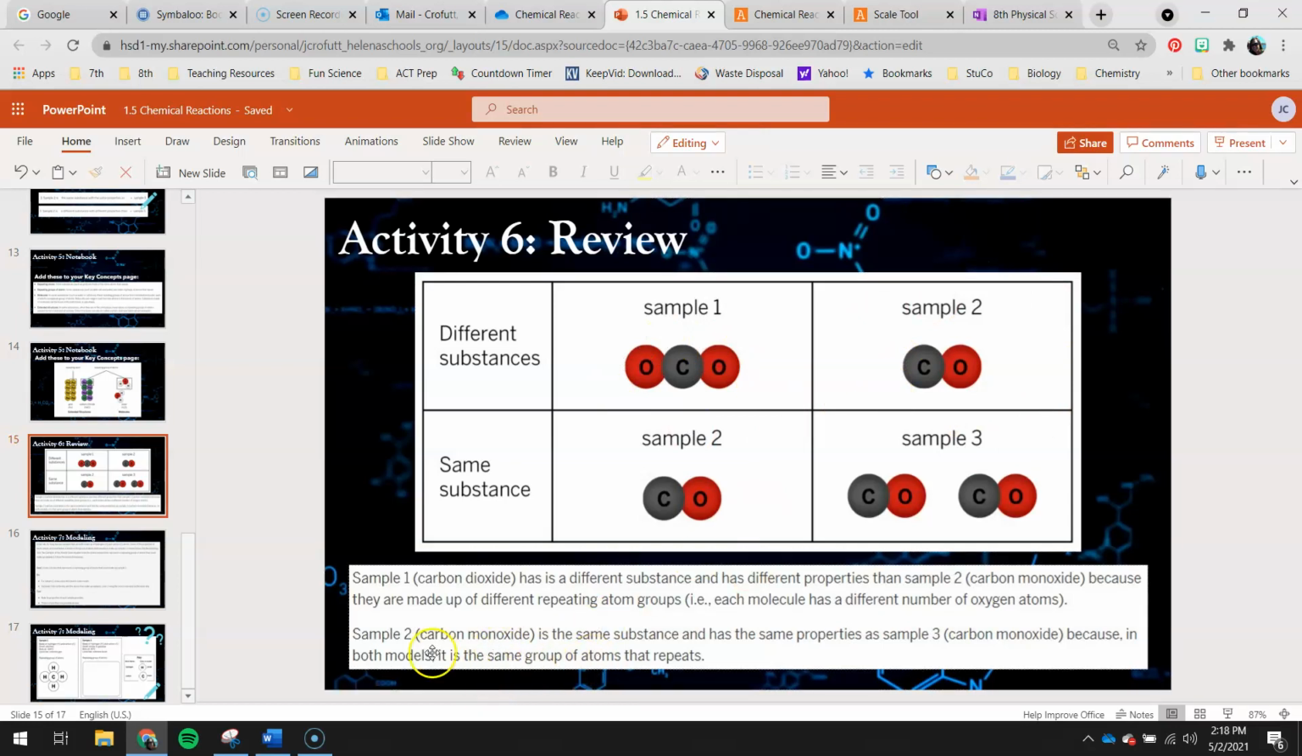Versus sample 2, carbon monoxide, is the same substance and has the same properties as sample 3. So whether we have one molecule or many molecules of carbon monoxide, they're all going to have the same properties, because in both models it is the same group of atoms that repeat. So we have the same numbers of carbon and oxygen, or the same ratios, no matter how many molecules we have.